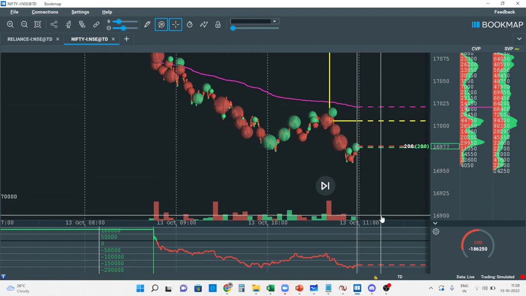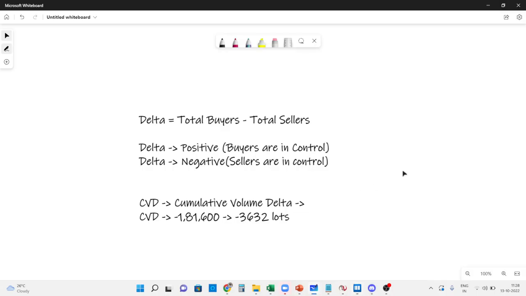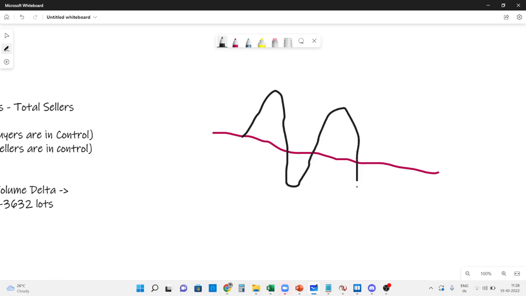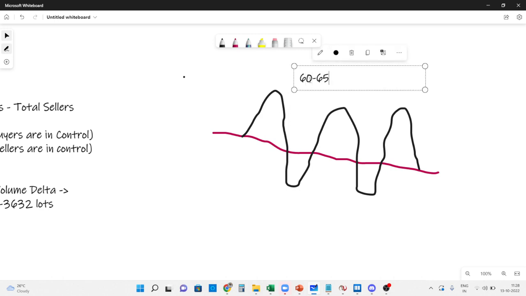Because if you know the underlying principles of auction market theory, I follow the core principles of order flow, which is nothing but auction market theory. Let's say this is my VWAP level. On a regular trading day, the price will keep rotating around the VWAP, back and forth, irrespective of whichever market it is. This happens 60 to 65% of the time.